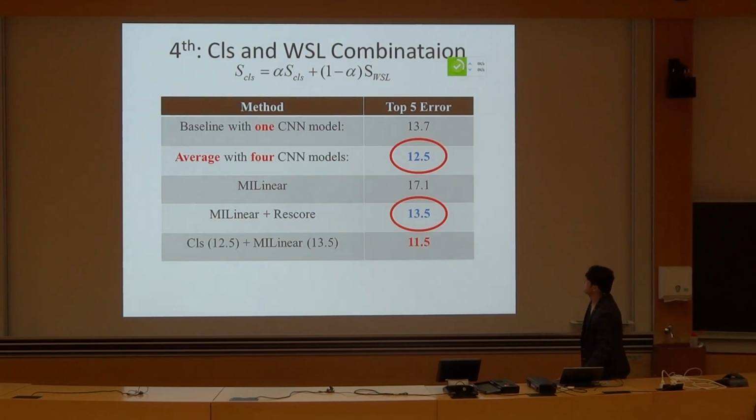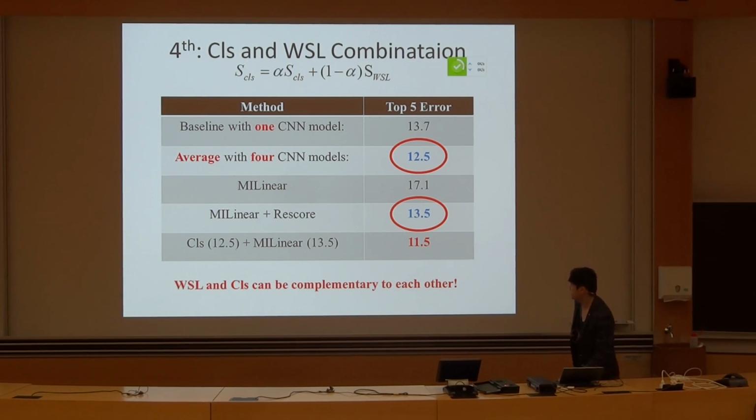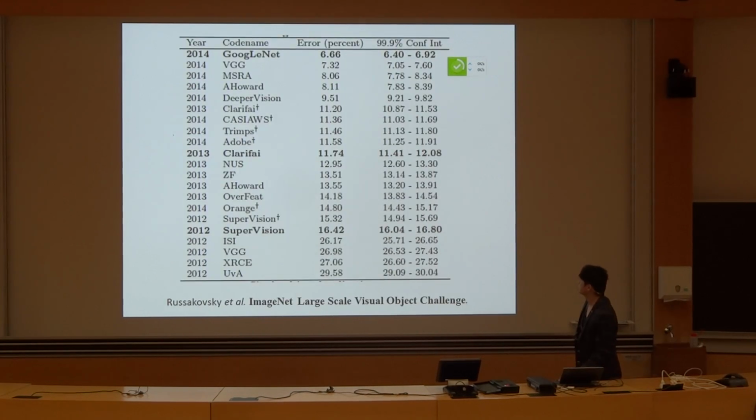The final step is we combine the scores of the classification and detection, which is a very simple linear combination. Here we combine these two, 12.5 and 13.5, and we finally get 11.5. So the improvement over the classification, I think, is 1%. Right? So I think the weakly supervised localization and classification can be complementary to each other. This is our final result. The location is here. This table is obtained by this paper.